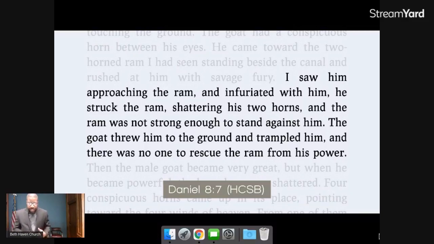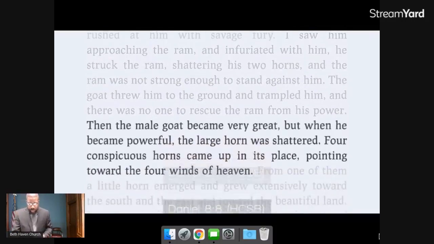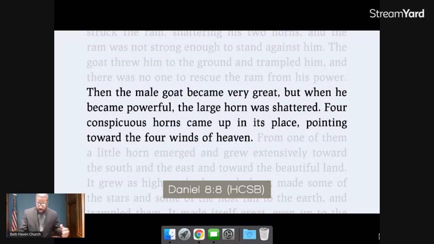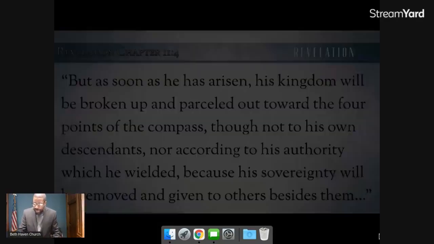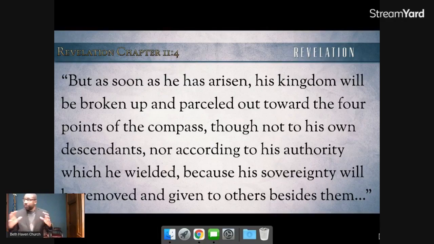I saw him approaching the ram and, infuriated with him, struck the ram, shattering his two horns. And the ram was not strong enough to stand against him. The goat threw him to the ground and trampled him, and there was no one to rescue the ram from his power. The male goat became very great, but when he became powerful, the large horn was shattered. Four conspicuous horns came up in its place toward the 4 winds of heaven. If you jump down to verse 21, it says the shaggy goat represents the king of Greece. And the large horn between his eyes represents the first king. So this individual here is Alexander the Great, a great military leader who expanded the Grecian Empire.